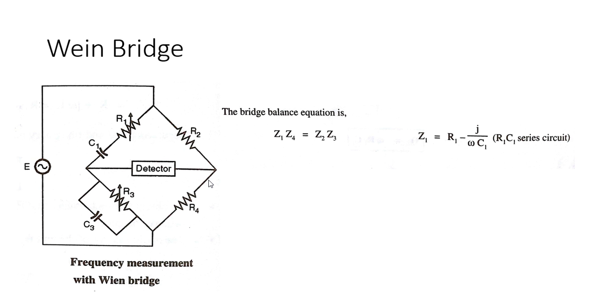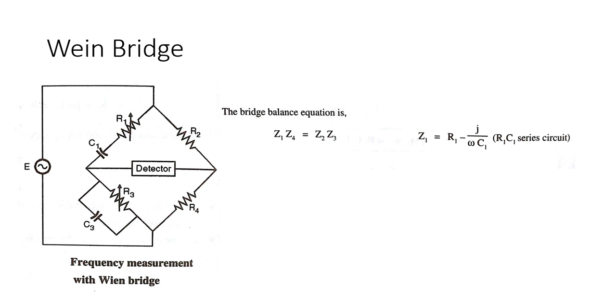Apart from this, it has other applications. It is used in a harmonic distortion analyzer, where it is used as a notch filter. It is also used in different types of audio and HF oscillators as a frequency determining element. You may have heard about the Wein bridge oscillator, which also depends upon this Wein bridge.